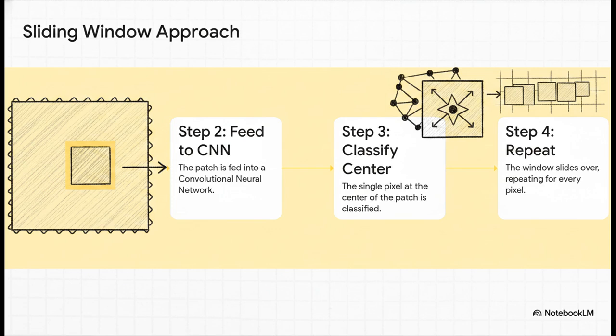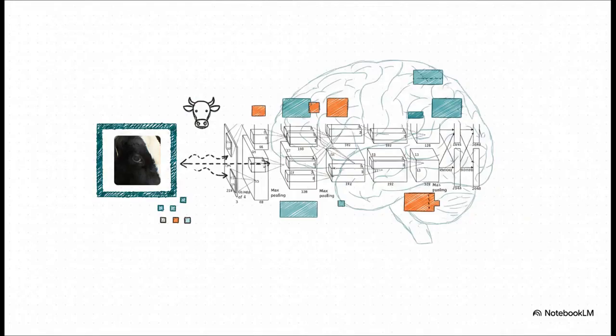This first method is called the sliding window. And the logic makes sense, right? You just take a small chunk of the image, a patch, and you feed it into a regular image recognition network, what's called a CNN. That network looks at the patch, and then it makes a decision about the one single pixel right in the middle. And then you just slide that window over one pixel and do it all over again and again for the entire image. Let's just watch this in action for a second.